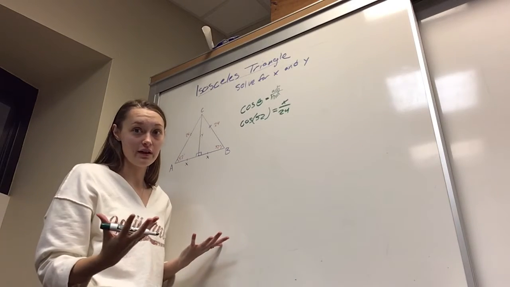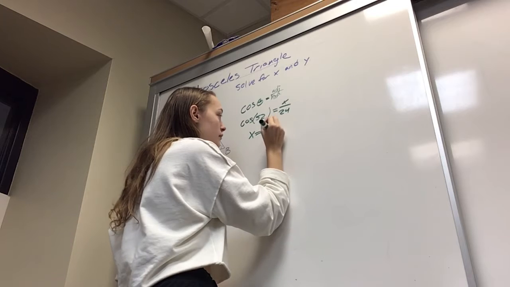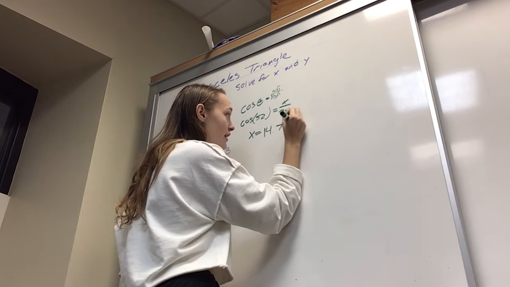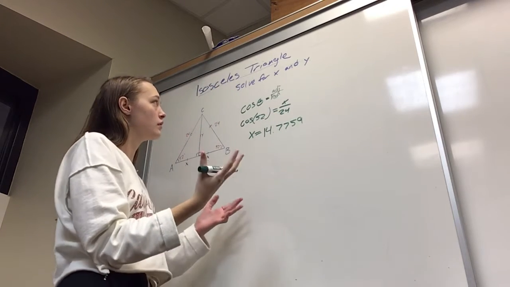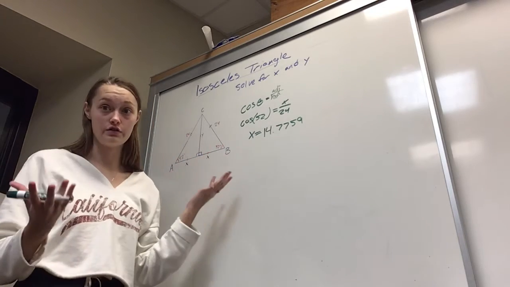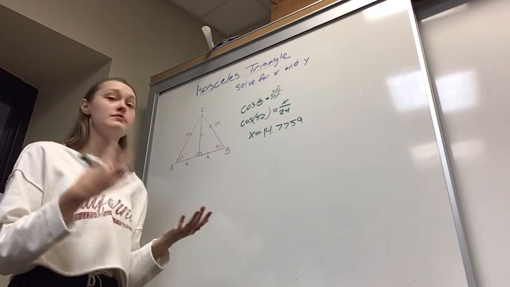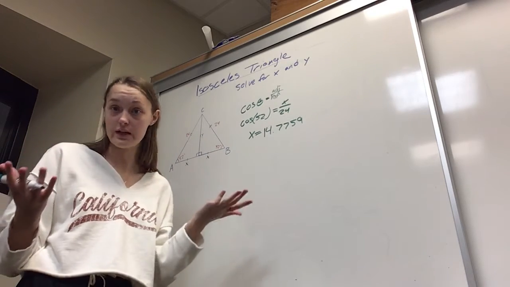Then, using our calculator, we can solve for x, which equals 14.7759. So, you can't really find the x without using cosine and your trigonometric functions, but really the functions aren't that hard to use. You just substitute in what you have to find what you need.